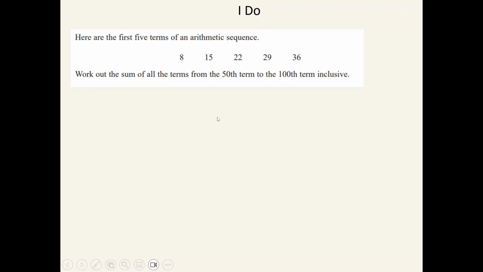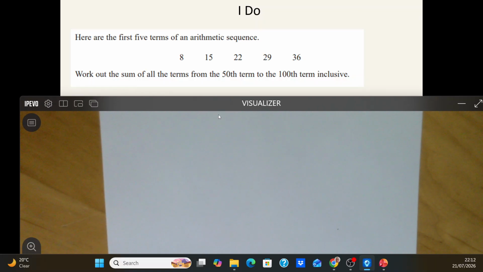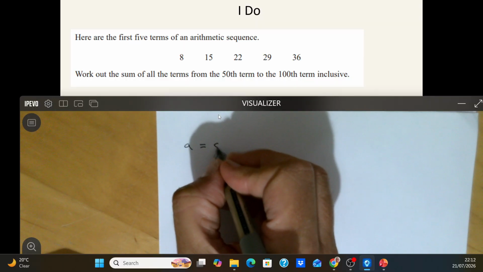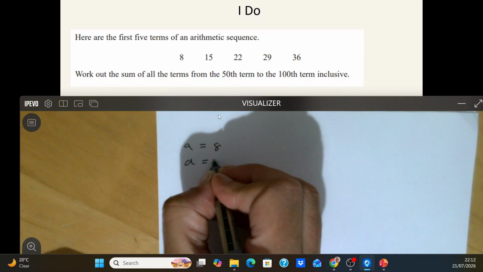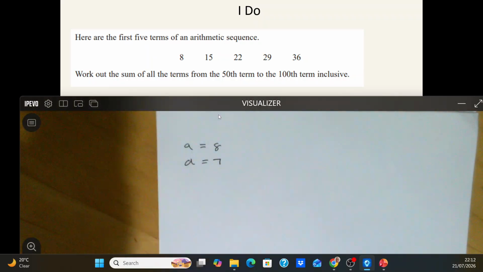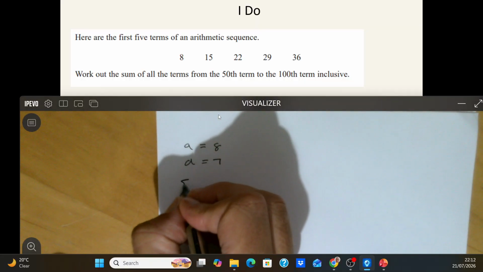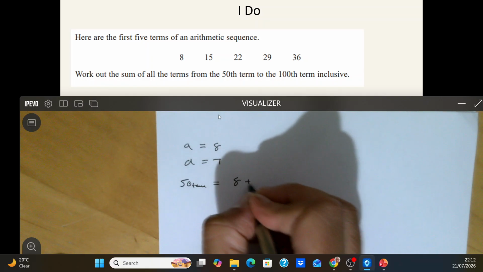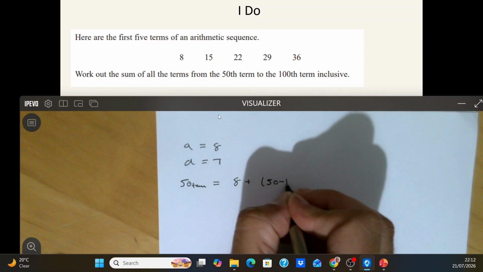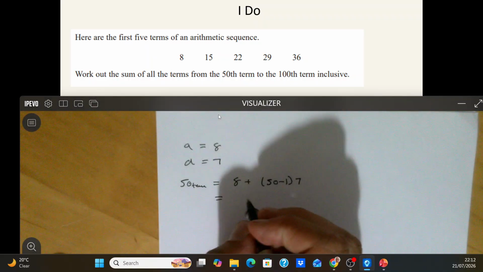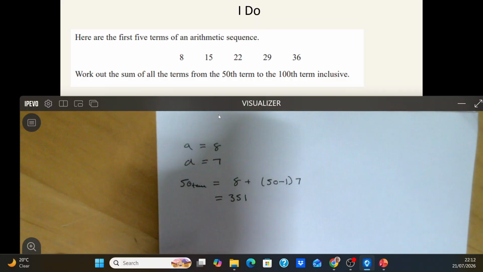So what's the question telling me? First of all, the first term, a equals 8, and the difference equals 7. I've got to work out the sum of the terms between the 50th and the 100th, so I might as well work out the 50th term. The 50th term is the first term plus the number of terms minus 1 times by the difference. Put that in my calculator and I get 351.